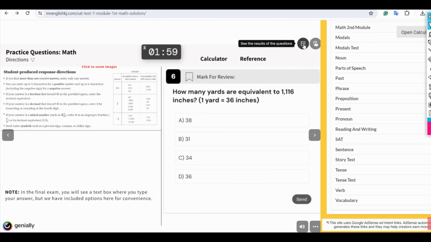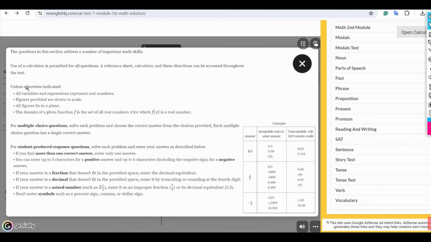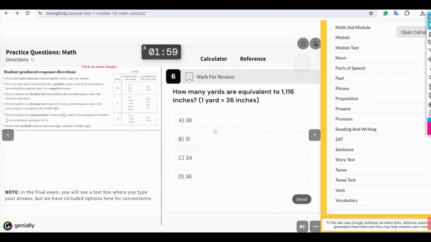Now, there are other options here. You see this and this. If I click on this option, it will show me all the interactive things. Interactive things meaning if I click on direction, it will show me directions. In the real SAT exam, you will see that option also, the direction. You have to read all these directions because it is important for your SAT test. I will explain that in some other video. It is important for you to attempt especially these types of questions where there won't be any options.